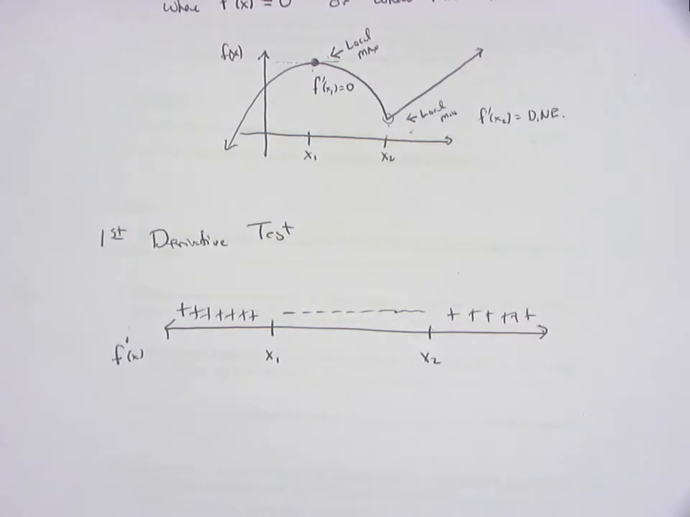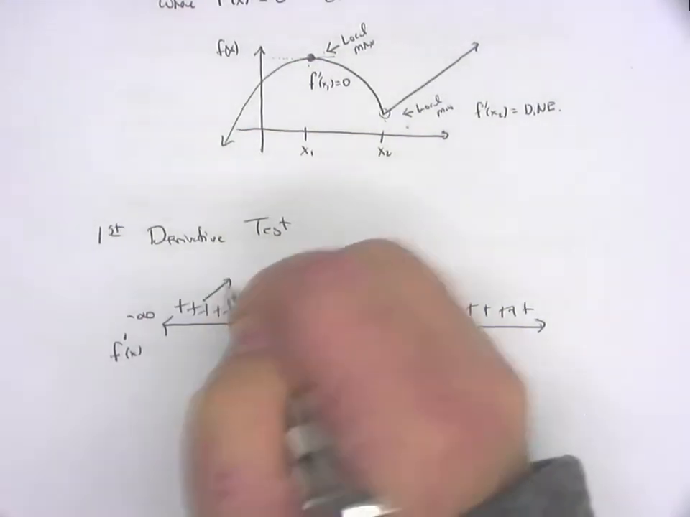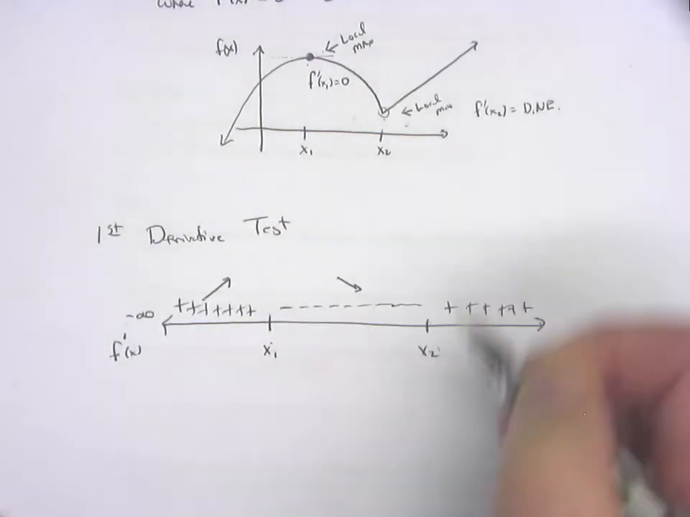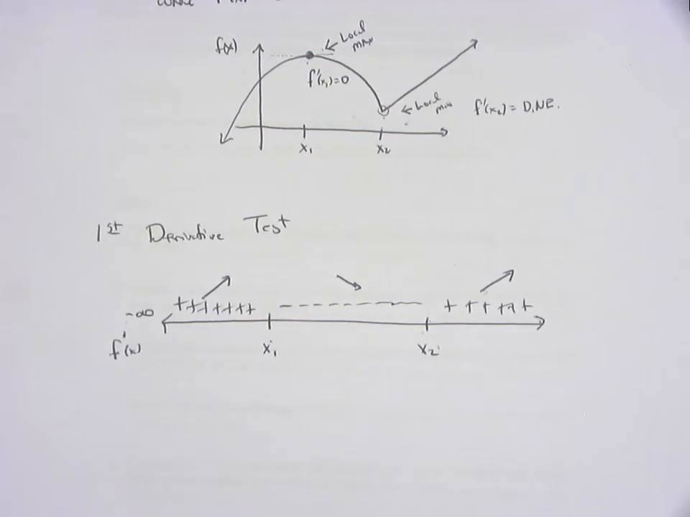This is the first derivative. So between negative infinity and x1, we're increasing. Between x1 and x2, we are decreasing. Beyond x2, we're back to increasing again. Does that make sense? This is called the first derivative test. It's analyzing your number line for the first derivative, your intervals of increase and decrease.